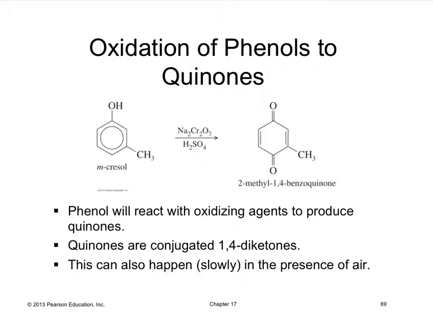Oxidation of phenols to quinones. Here's metacresol in the presence of sodium dichromate, sulfuric acid. You get oxidation to this quinone. So phenols react with oxidizing agents to produce quinones. Quinones are conjugated 1,4-diketones. This can also happen slowly in the presence of air.